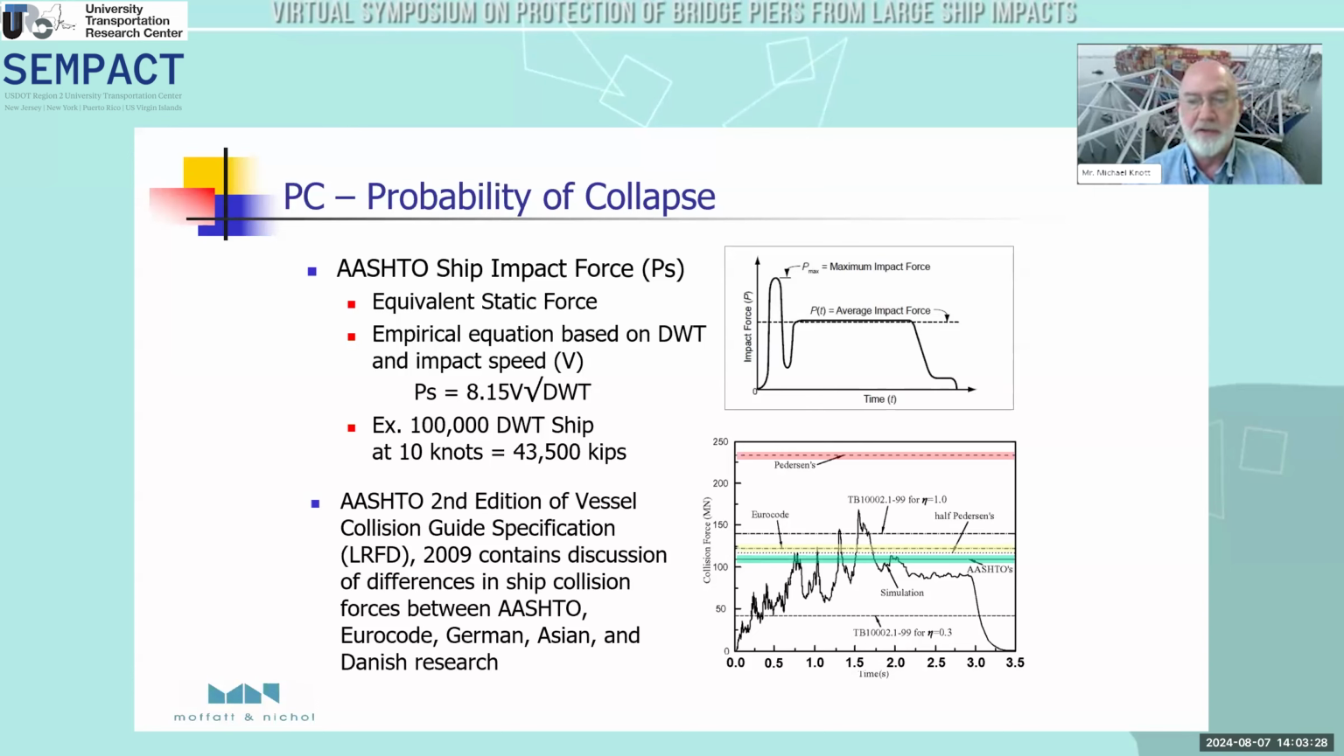So a 100,000 ton ship moving at 10 knots has an impact force of about 43,500 kips. The upper right shows relationships developed by naval architect Gerhard Weiss-Sinn, where impact force over time of a bow hitting a rigid wall, over a 4 or 5 second period, has a maximum impact force for 1/10 of a second, and then it quickly goes into this average impact force that lasts the remaining part of the impact.